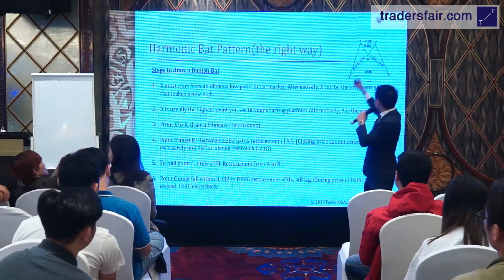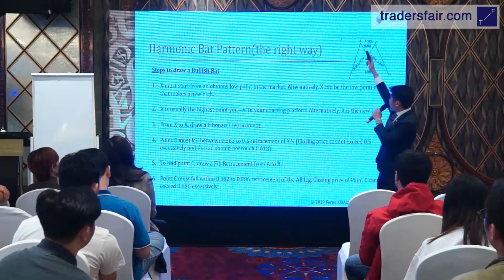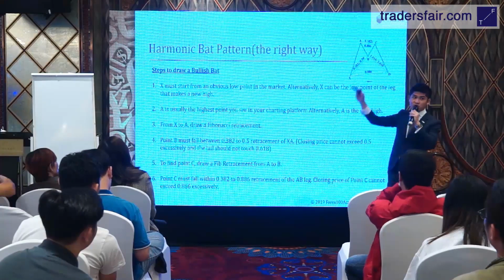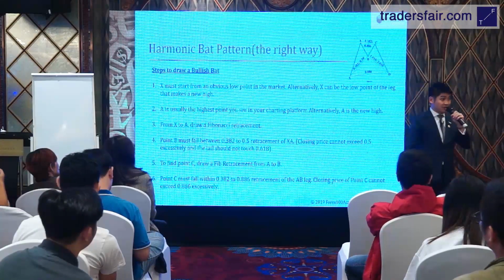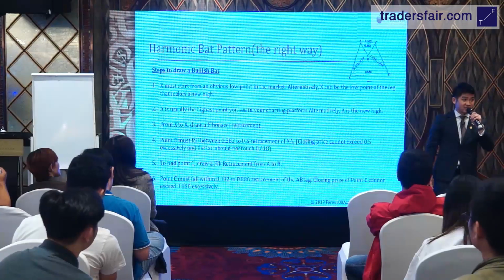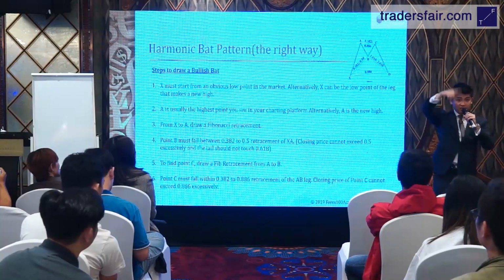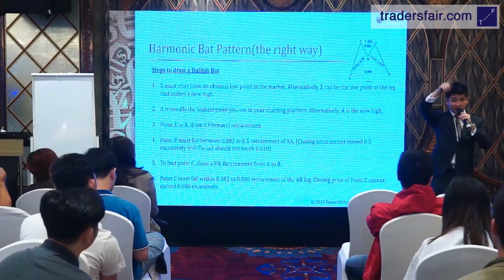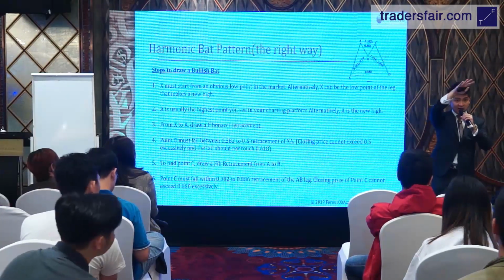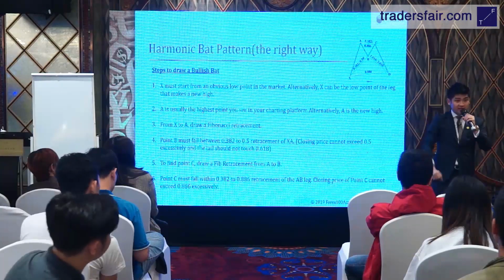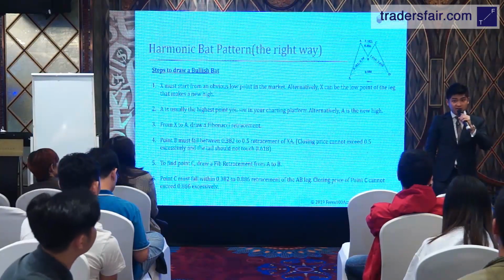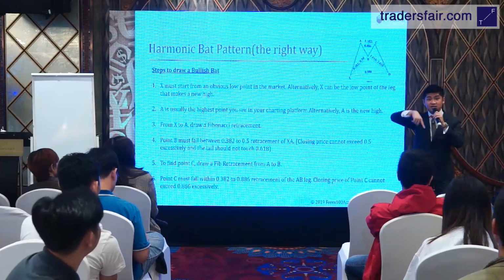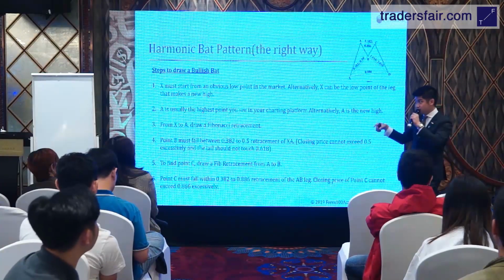C, over here. You draw Fibonacci from A to B, the retracement is 38.2 at the minimum to 88.6. The candle cannot touch A. If the candle wick touches A, it's invalid or a warning sign, because if it touches A, it's a double top.